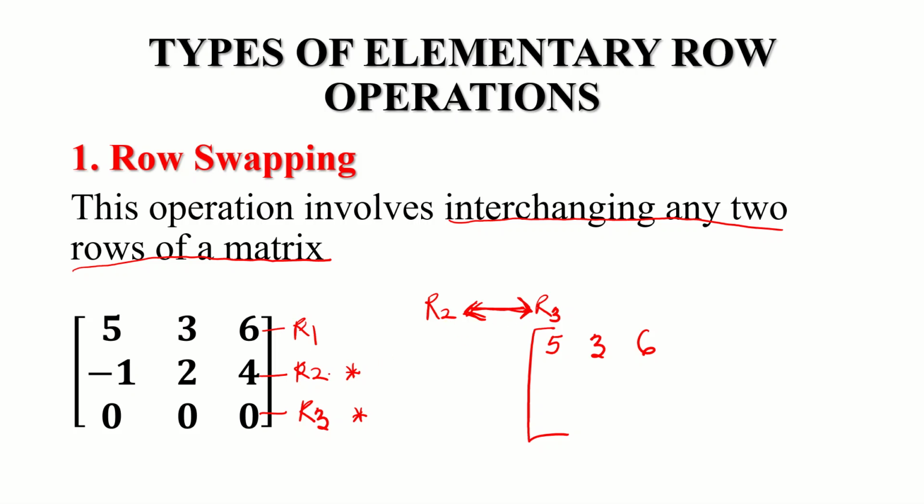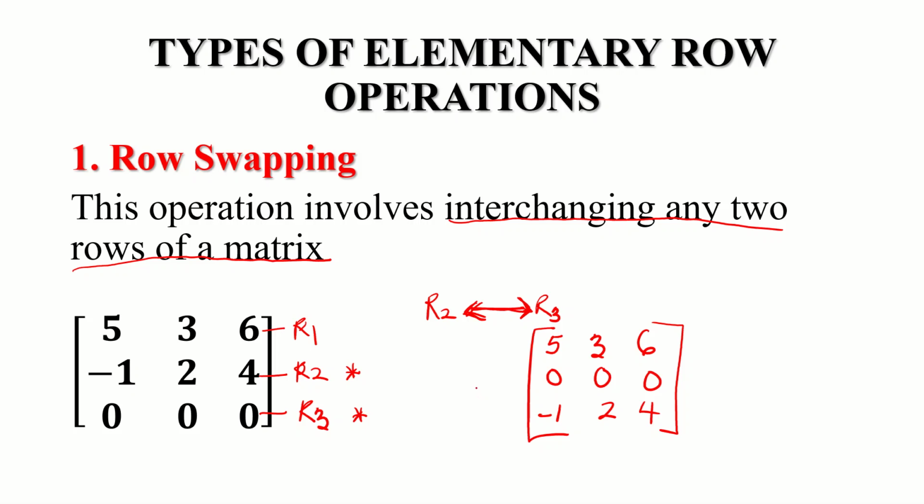Now we are interchanging row 2 and row 3. So it means that the values of row 2 are now going to assume the values of row 3 in its position. So we have 0, 0, 0. In the same way, the values of row 3 are now going to assume the position of the values of row 2, and we have -1, 2, 4. So this is how we perform row swapping.